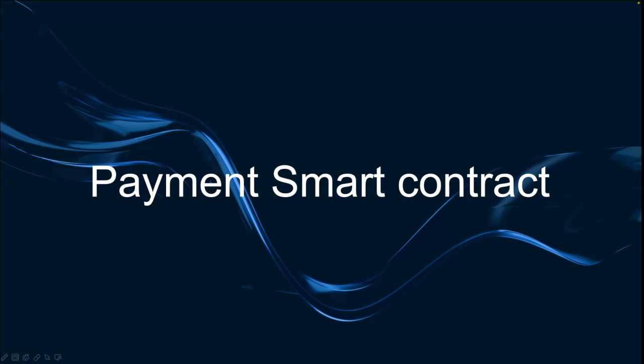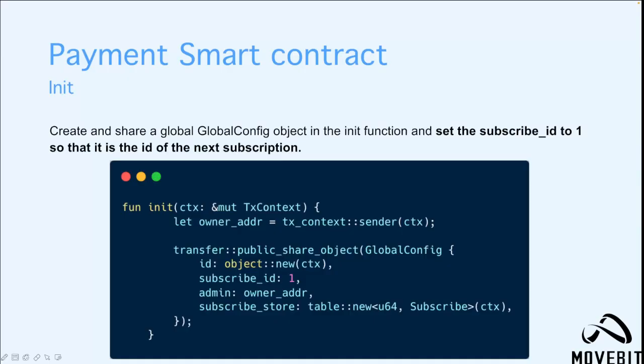Next, we'll specifically implement our subscription contract. Firstly, we'll create a global config in the initialize function and initialize the subscribe ID to 1 as the ID of the next subscribe. Then we'll set the address of the admin as the address of the deployer, and finally create an empty table to store the subscribe object.